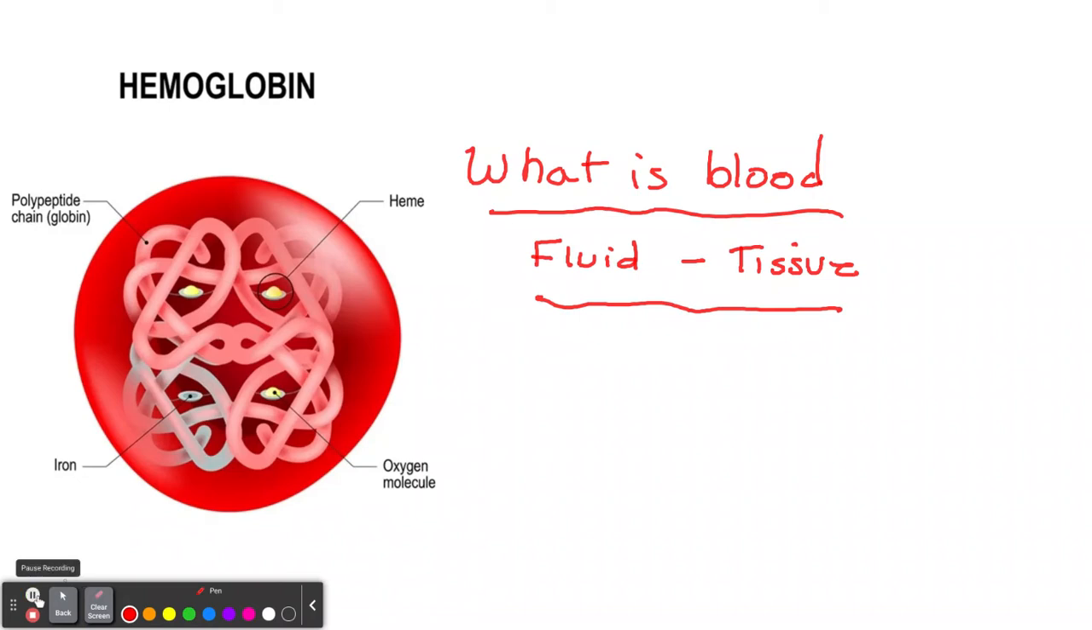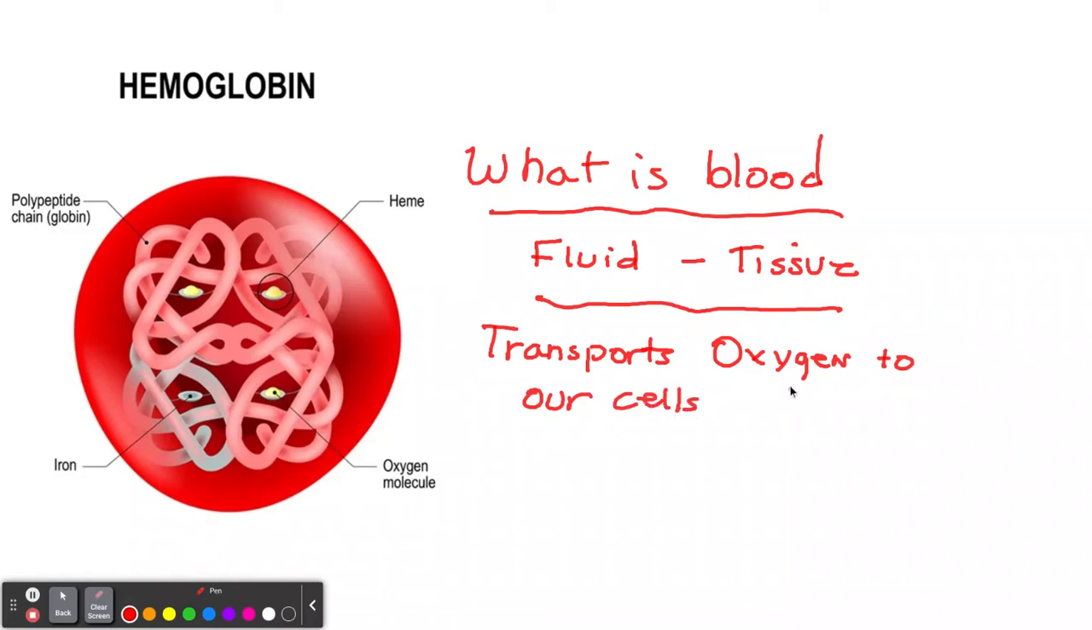For the basic part of what blood does, it transports oxygen. We need that oxygen to our cells. Transports oxygen to our cells. Well, not just oxygen. Oxygen, let's put an N, and nutrients, right, that our cells need. Glucose enters our blood. We talked about them before. So it transports oxygen and nutrients to our cells.